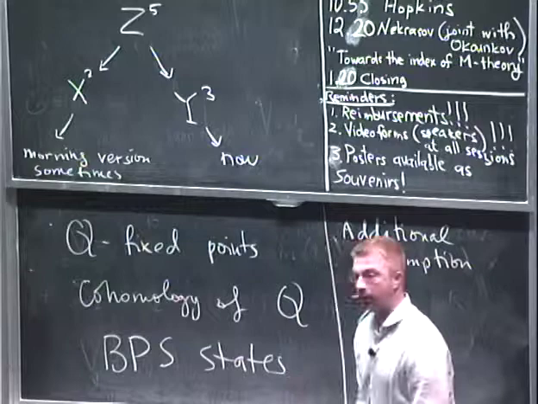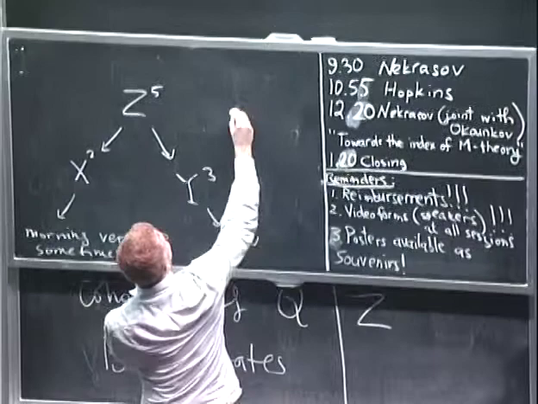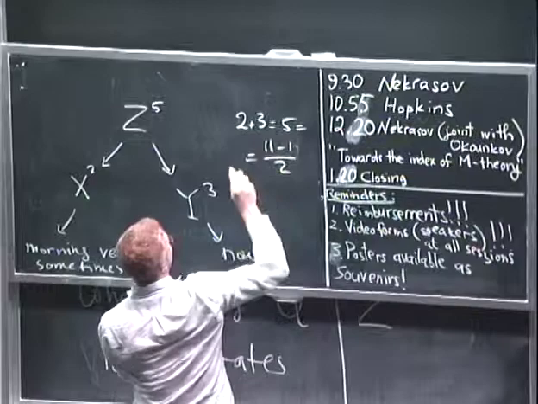Yes, exactly. Yes. So 2 + 3 = 5, and this is 11 - 1/2. All of this is quite important. So, but the 5 is transversal of this map. Yeah.